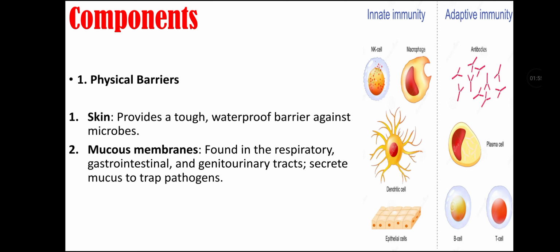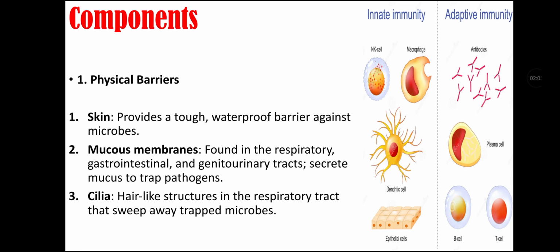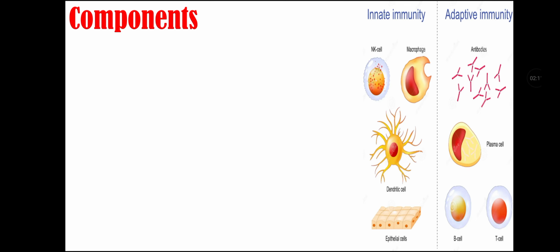Second is mucous membrane that is found in respiratory tract, gastrointestinal tract and genitourinary tract and it secretes mucus to trap pathogens. Third is cilia that are hair-like structures in the respiratory tract that sweep away trapped microbes.